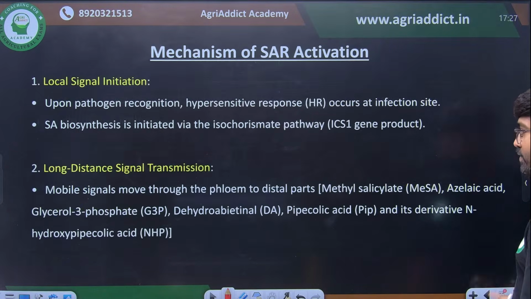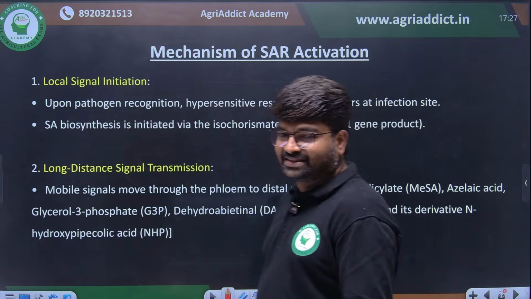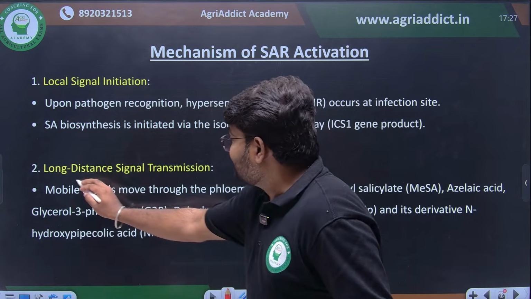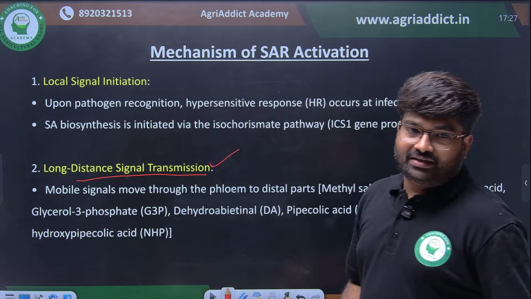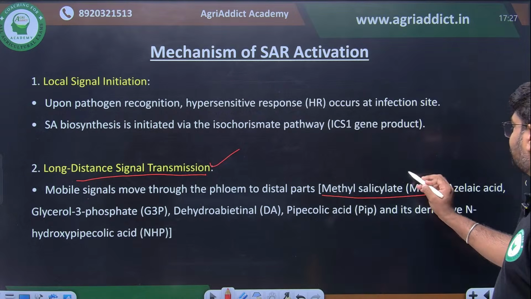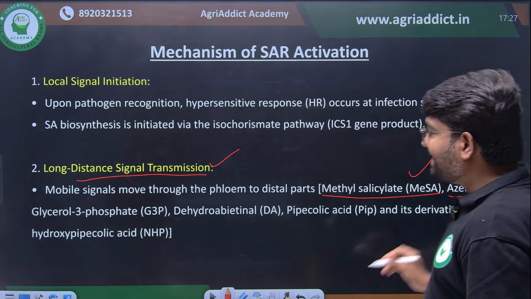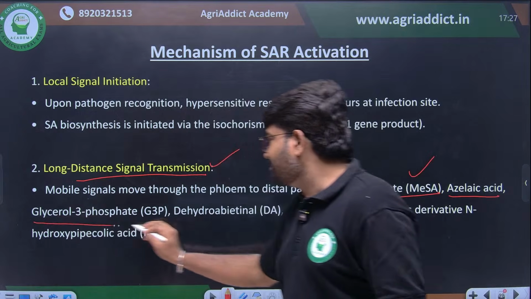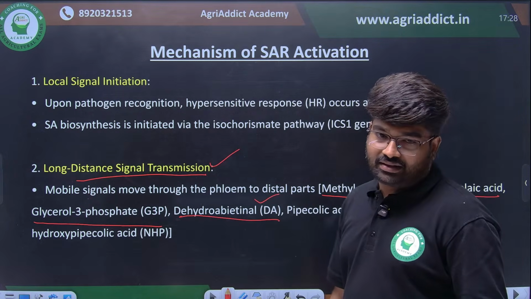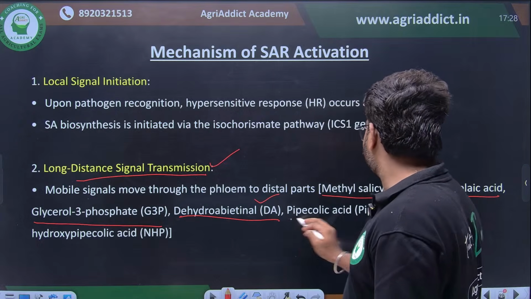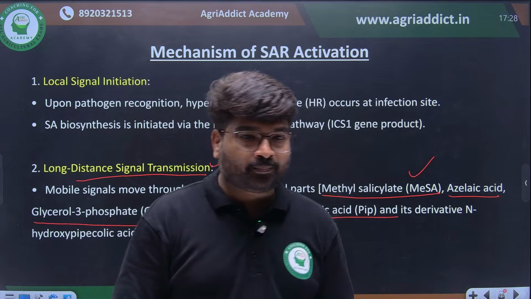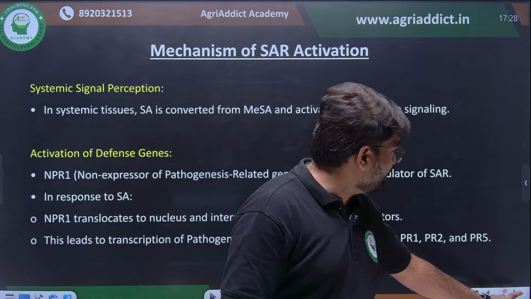Now we are going to see the long-lasting or long distance signal transmission molecules. Examples of these are methyl salicylic acid, azelaic acid, glycerol 3-phosphate and dihydroabietinal. These are the typical examples for the mobile signaling molecules. This you also have to remember. I hope this is clear for everyone.